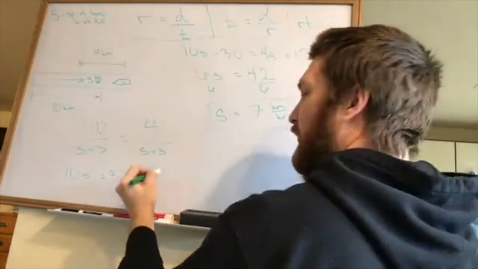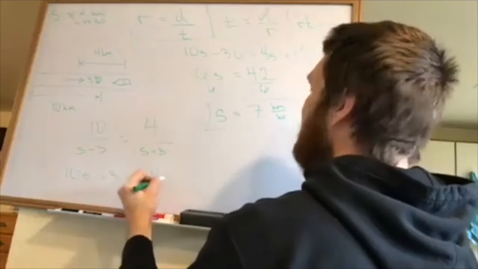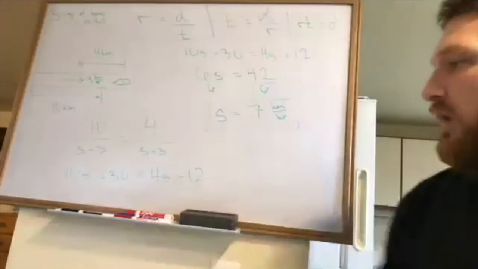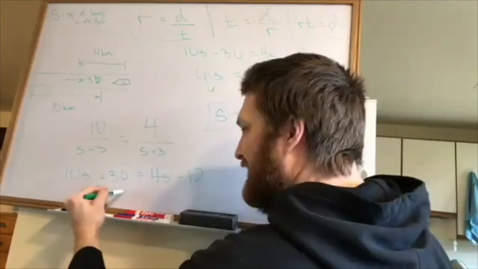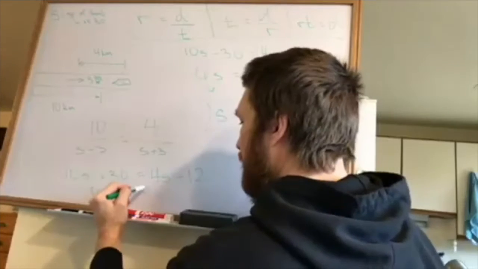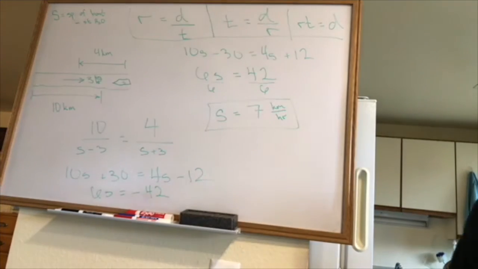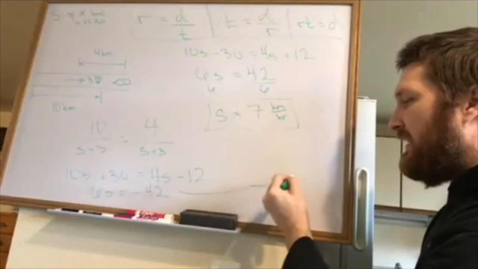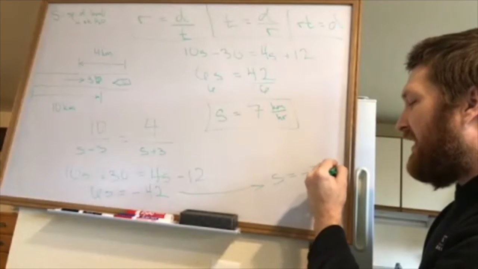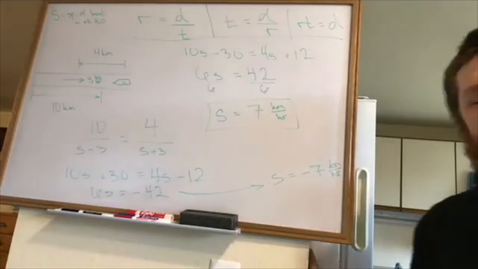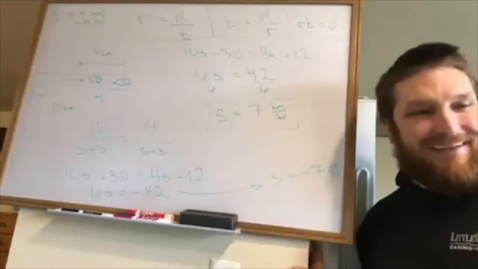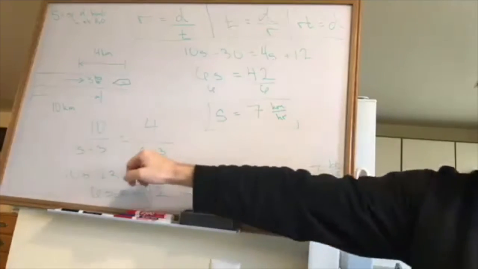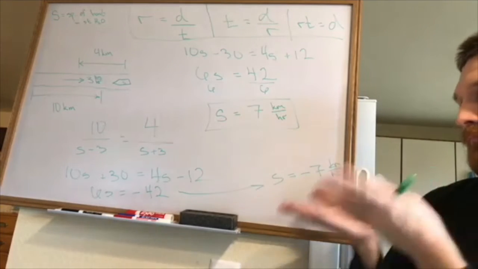And we would have ended up with 4s minus 12, like that. And then moving on, we would have had 6s equals minus 42. My point is, if you get to this point and you end up with, in the end, s equals negative 7 kilometers per hour, it should tell you that you did something wrong. You don't have a negative speed, right? That should tell you that, oh, I mixed these up. I did this part wrong. Does that make sense, what I'm saying?